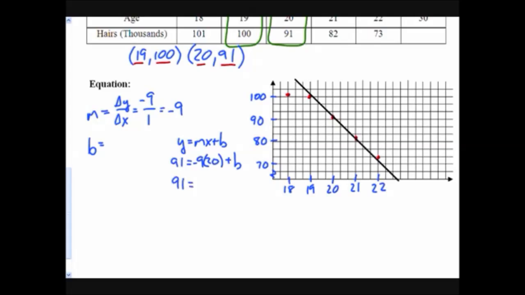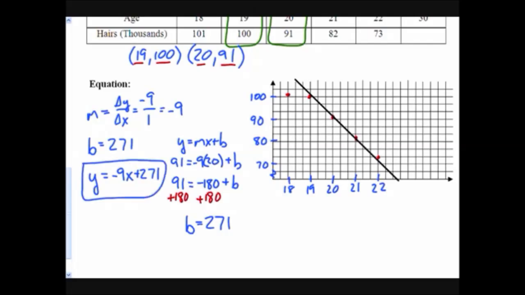That's 91 equals negative 9 times 20, which is negative 180. And now I just have to add the 180 to each side. So I find out that b equals 271. So that's my b value, 271. So my prediction equation is y equals negative 9x plus 271.